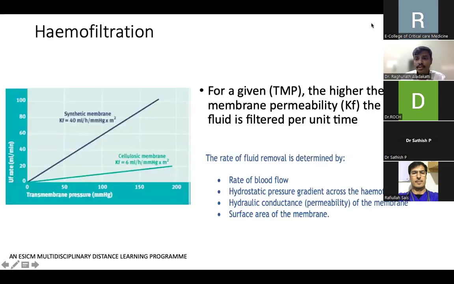So for a given TMP, which is called transmembrane pressure, higher membrane permeability means more fluid is filtered per unit time. This depends on whether it is a synthetic membrane or a cellulose membrane. As I mentioned, now we are using more and more non-cellulose membranes. The rate also depends on the rate of blood flow, the hydrostatic pressure gradient, and hydraulic conductance, meaning permeability of the membrane. That depends on the type of membrane we are using and the surface area of the membrane.